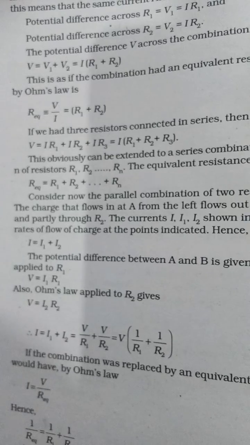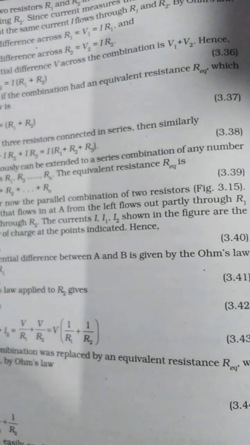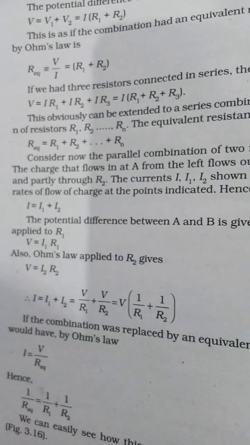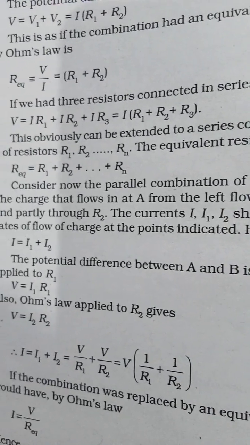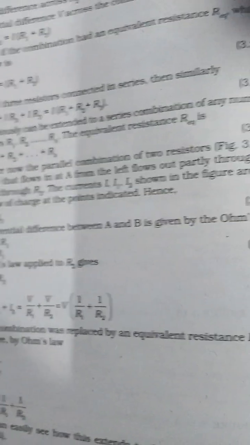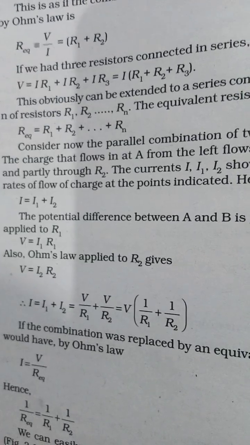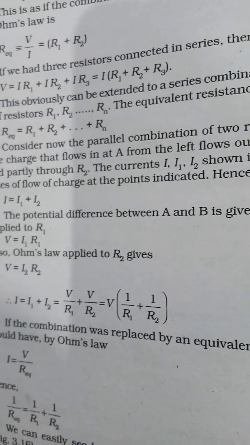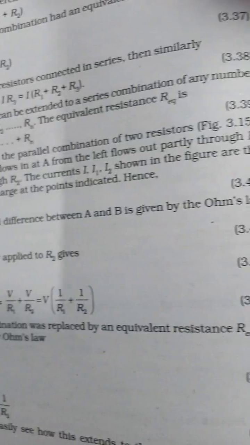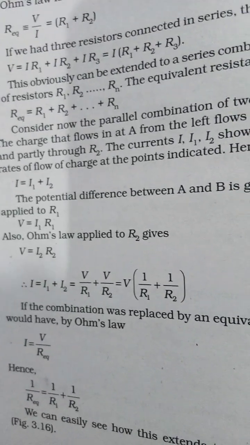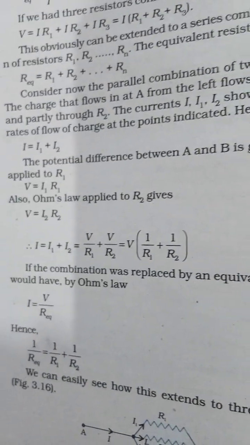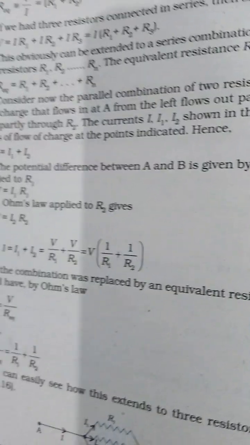This is as if the combination has an equivalent resistance R_eq, which by Ohm's law is R_eq = V/I, and this equals R1 + R2. If we had three resistors connected in series, then similarly V = IR1 + IR2 + IR3 = I(R1 + R2 + R3). This can obviously be extended to a series combination of any number of resistors R1, R2 and so on, and the equivalent resistance is R_eq = R1 + R2 + ... + Rn.